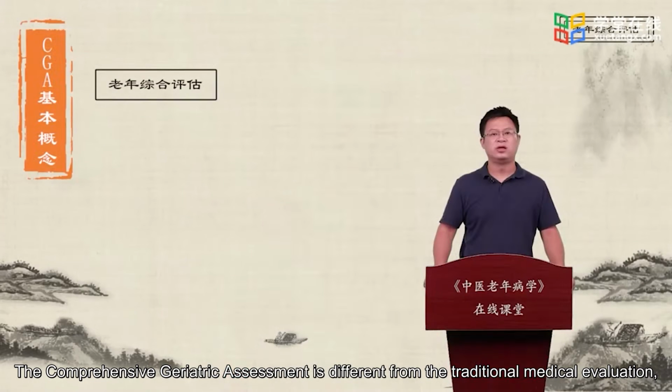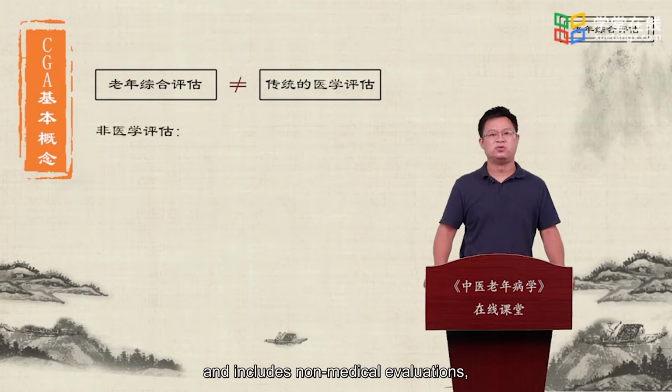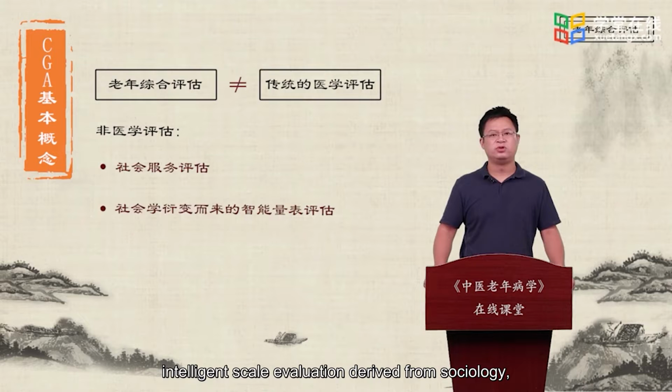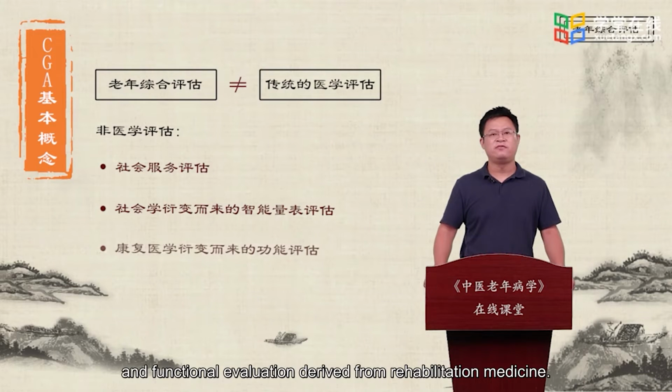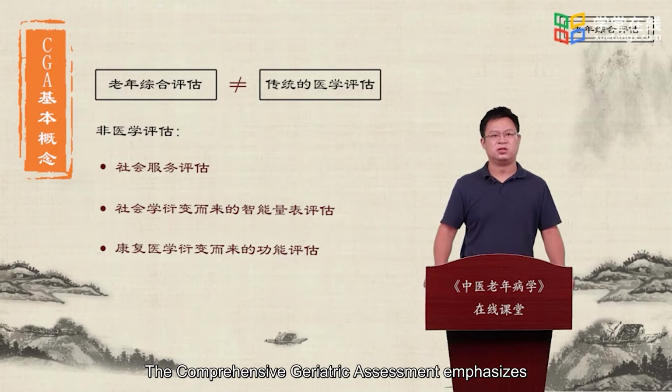The comprehensive geriatric assessment is different from the traditional medical evaluation, and includes non-medical evaluations, such as social service evaluation, intelligence scale evaluation derived from sociology, and functional evaluation derived from rehabilitation medicine. The comprehensive geriatric assessment emphasizes the functional status and quality of life of the elderly.